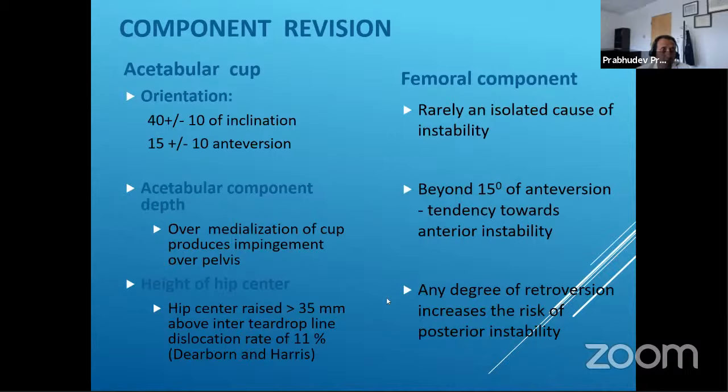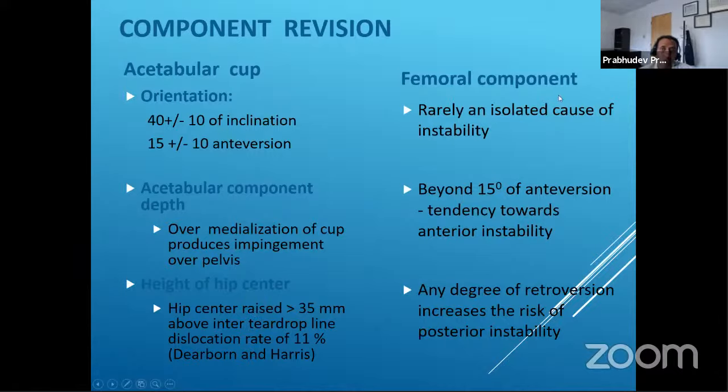Again, the cup should be placed in appropriate medial lateral position, appropriate height. If it is medialized too much, that increases the risk of bony impingement with the pelvis. And restoring the appropriate height is very important. If the hip center is raised more than 35 millimeters above the teardrop, the dislocation rate has been found to be close to 11%. So it's important to restore the height and the medial lateral position, and also the anteversion and inclination of the cup.